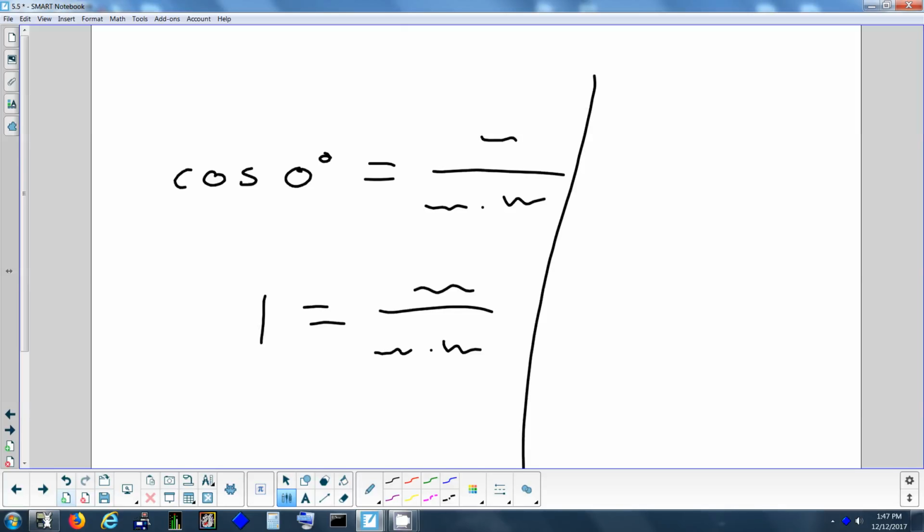What's the other angle we said is parallel? 180. So somehow you do your dot product over the product of the magnitudes and you get an answer of 180. What's the cosine of 180?